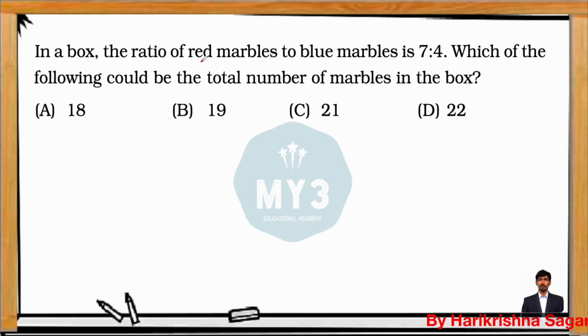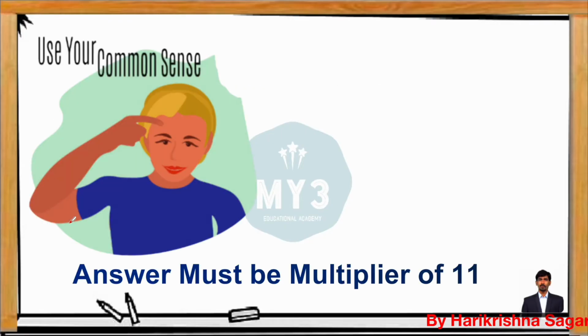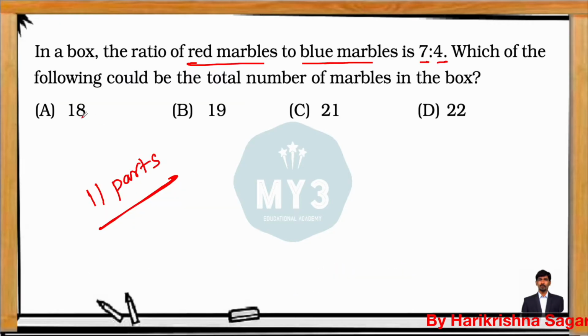In a box, the ratio of red marbles to blue marbles is 7:4. Which of the following could be the total number of marbles? Red marbles are 7 parts and blue marbles are 4 parts. The total number of marbles must be 11 parts. That means your answer choice must be 11 parts. 11 parts means what? The answer must be a multiple of 11. You look at the options which are multiples of 11. The multiple of 11 is only 22. You can mark it as the answer.